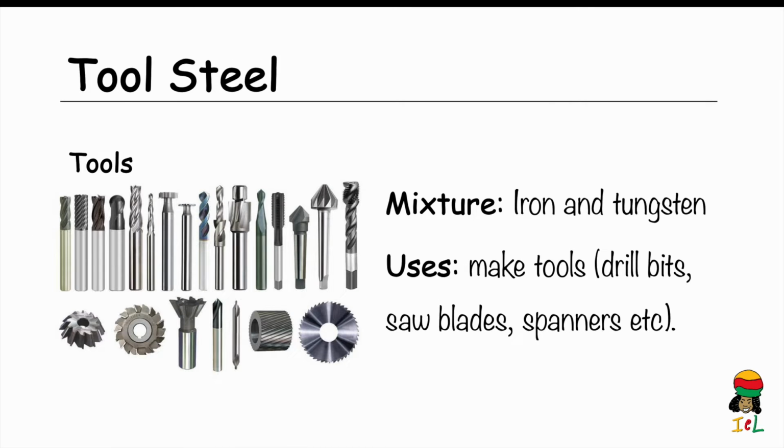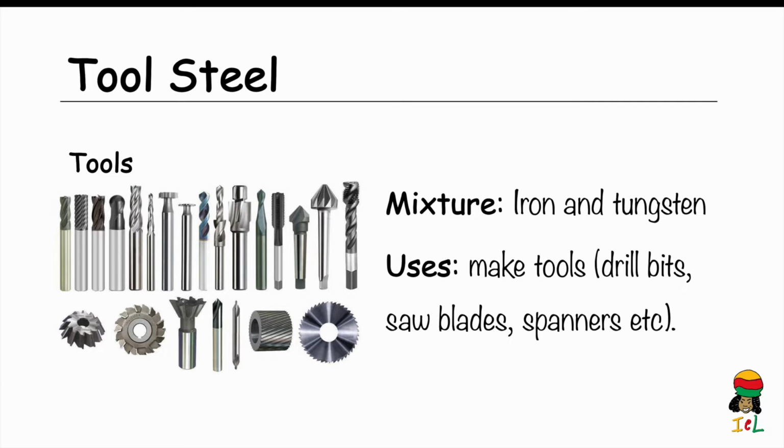The second steel alloy we will look at is tool steel, which is made from iron and tungsten. Tool steel is hard, strong, and can withstand very high temperatures, as well as it has very low malleability and ductility. As the name suggests, tool steel is used to make tools, particularly high-speed tools such as drill bits and saw blades.